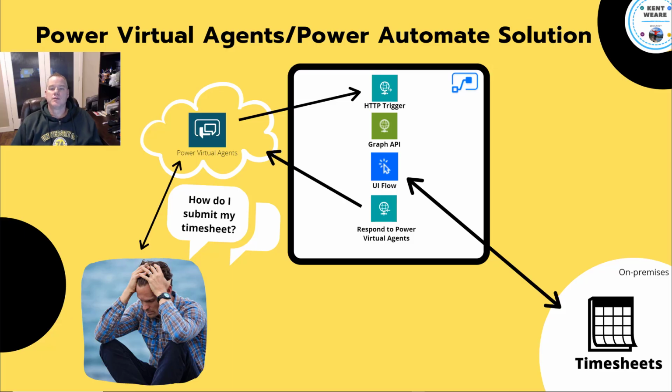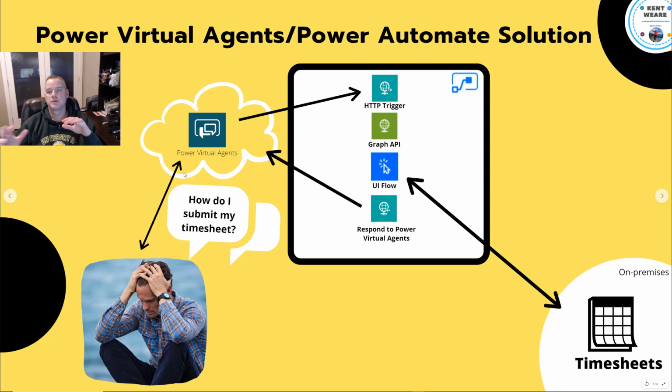So here is an overview of our high-level architecture. We're going to have an end user who's going to try to submit their timesheet. They don't know where to submit their timesheet, so why not give them a guided experience? Obviously, it's going to be a simplified example. So they're going to be communicating with this Power Virtual Agent as part of an enterprise bot scenario.